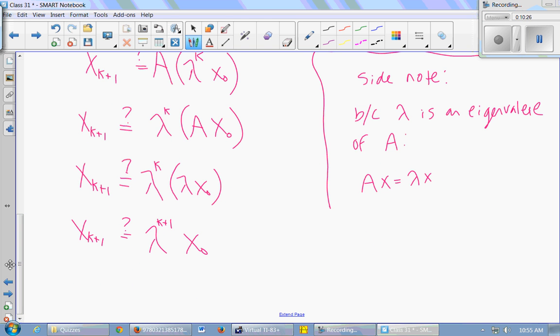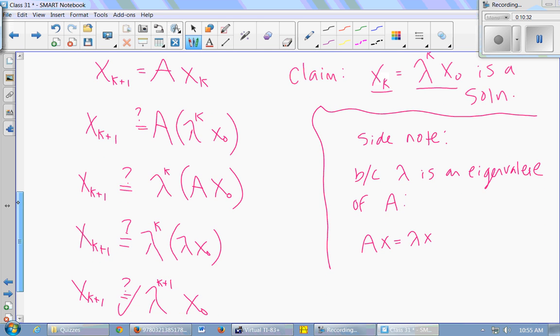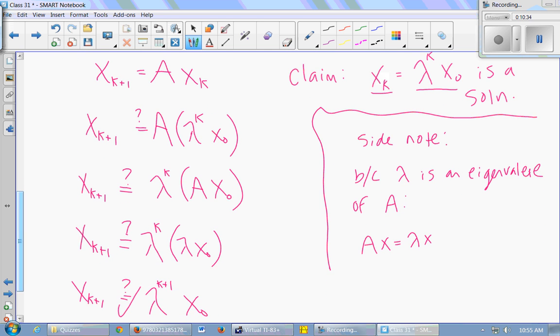I'll come back to it and justify it better, but this is the definition. If x sub k is lambda to the k x naught, then x sub k plus 1 has to be lambda to the k plus 1 x naught. So I think that's why.